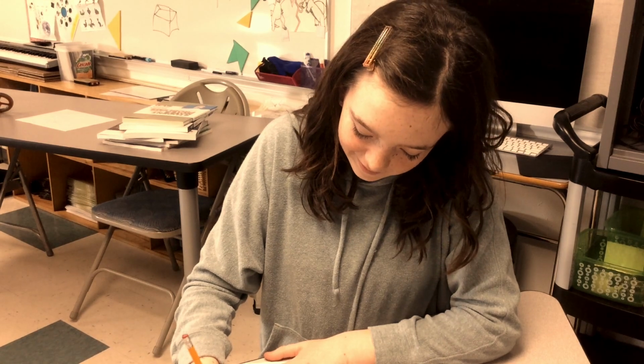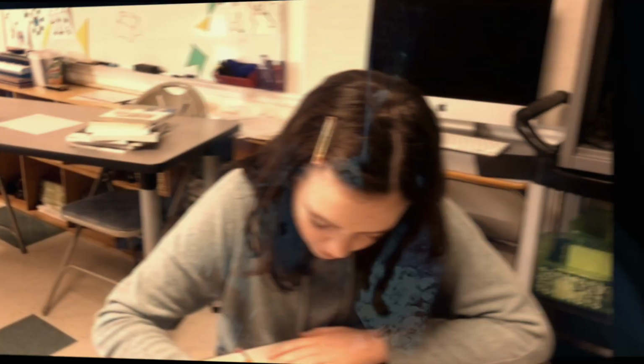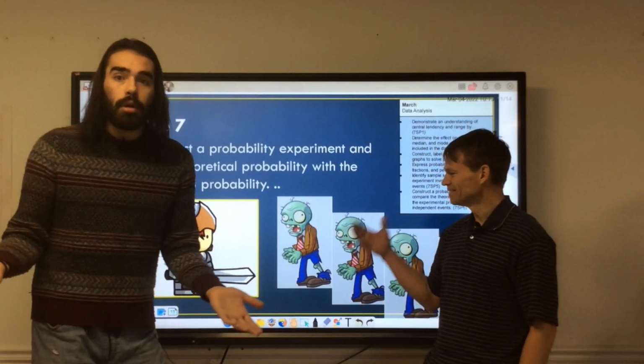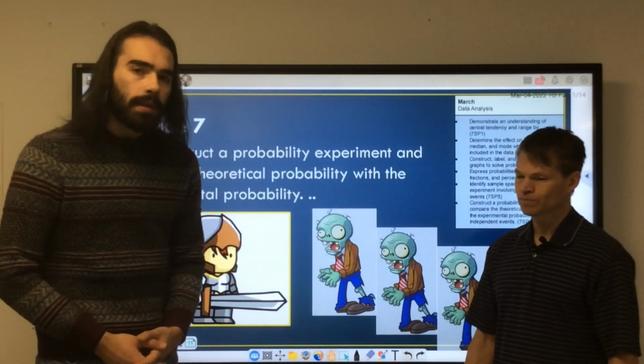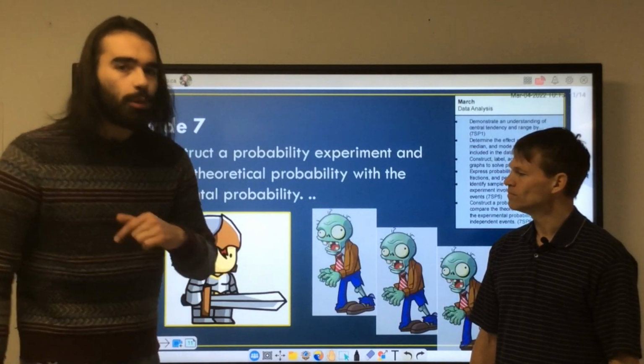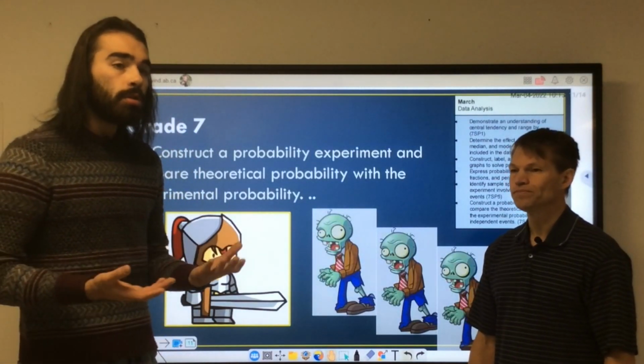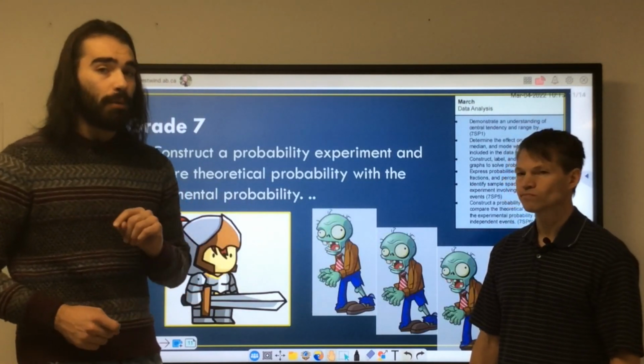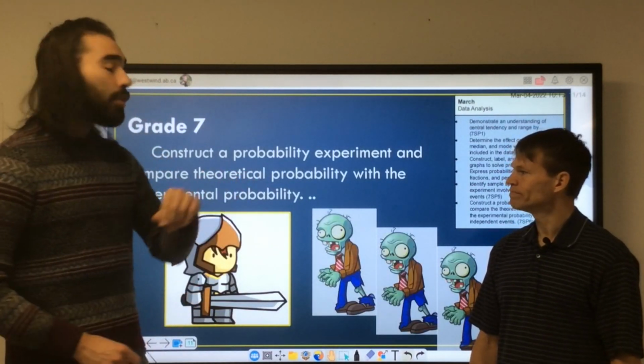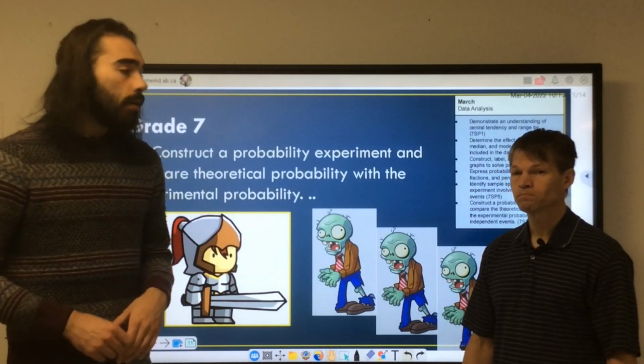Hero versus zombie. The first test we ran, the zombie won. He beat the odds. That was surprising. But then we ran 2 more tests, and the fighter won both of those times. And so the more tests we did, the closer our experimental probability came to our theoretical probability.